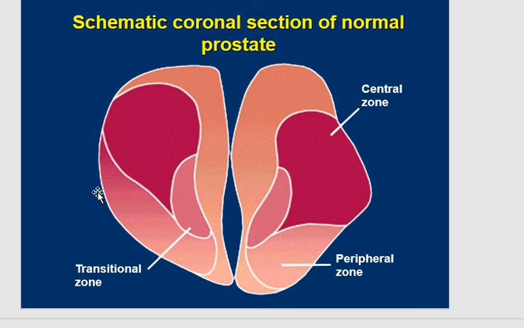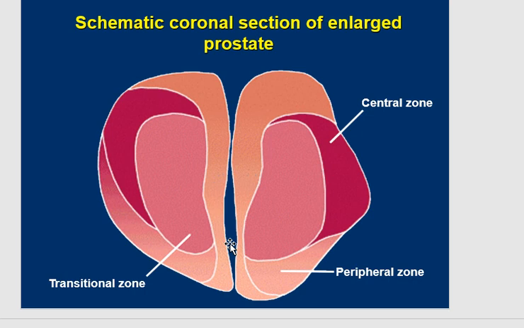The same sagittal section, this is the urethra, right, and this is the transition zone. So if the transitional zone starts proliferating or increasing in size, it will compress the prostatic urethra and will lead to certain signs and symptoms. Again, this is the transitional zone which has grown up as we see from the normal in the previous slide.